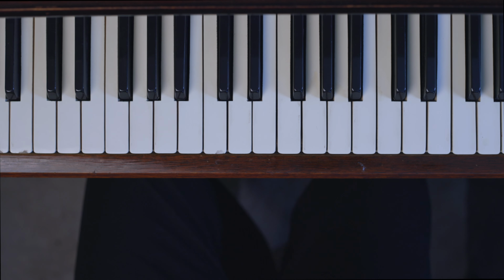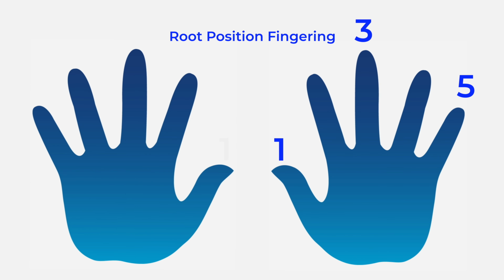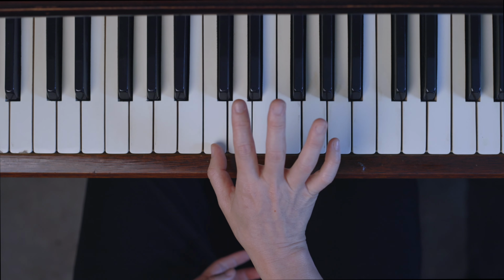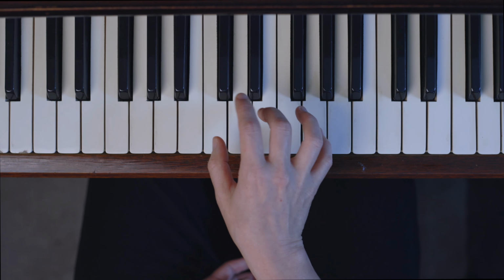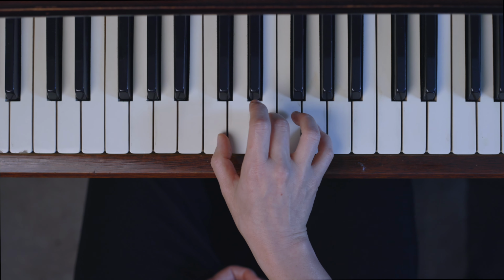Okay, let's talk about how to play these different inversions. When we play root position chords, we usually use fingers 1, 3, and 5 for both right hand and left hand. Yes, you can use different fingering if you want, but it's best to start with the habit of using 1, 3, 5 because your brain will have an easier time recalling how root position chords feel in your hand.